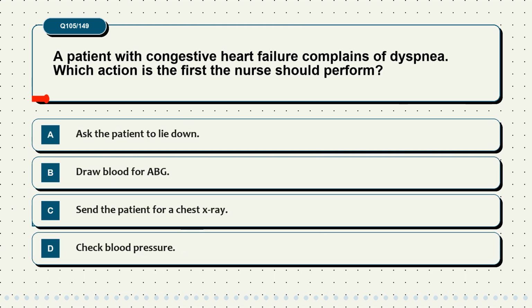Question 105. A patient with congestive heart failure complains of dyspnea. Which action is the first the nurse should perform? Here are the options. Option A. Ask the patient to lie down. Option B. Draw blood for ABG. Option C. Send the patient for a chest X-ray. Option D. Check blood pressure.